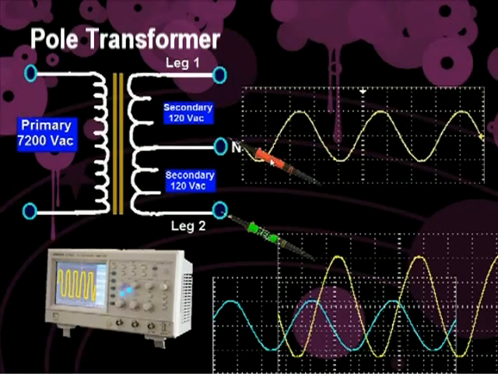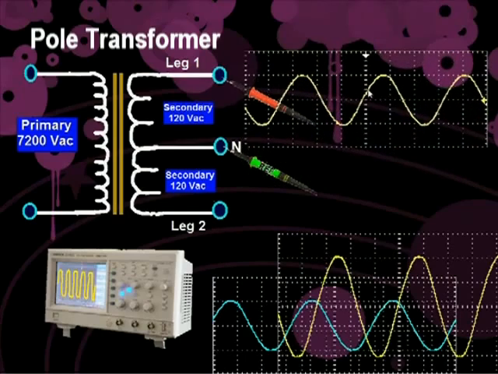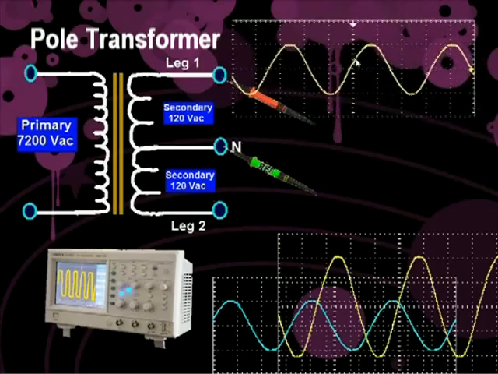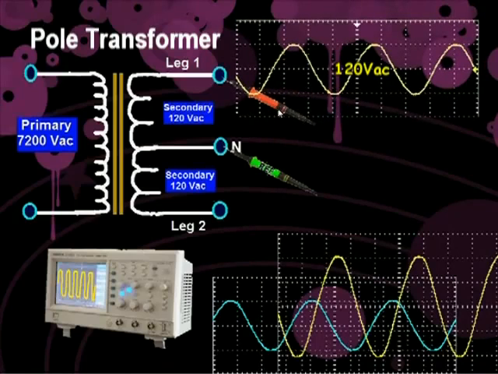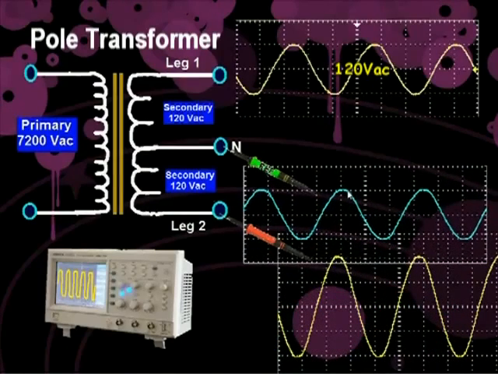Let's say now I move my reference probe to the neutral, and I'm going to measure the voltage between the neutral and leg 1. Well, here it is. This is what I get. I get 120 volts. Now I'm going to move my probe. I'm going to measure the voltage between the neutral and leg 2. And what do I get? I also get 120 volt AC, but look, they're 180 degrees out of phase.